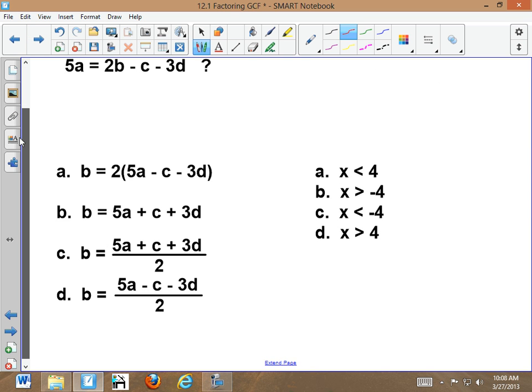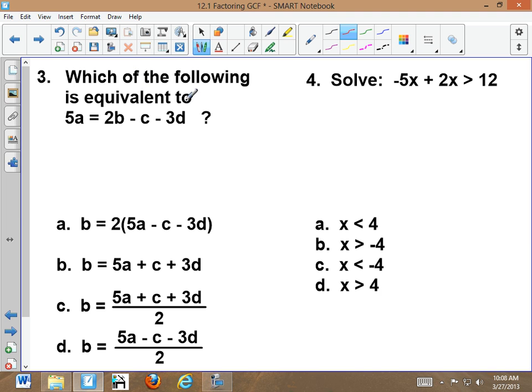Okay, number 3. I can tell which of the following is equivalent to. I can tell they want me to isolate the b because if I look at every single answer, the b is isolated. In order to isolate the b, I'm going to have to add c and 3d and then divide by 2. The only one that does that is c. Negative 3x is greater than 12. X is less than negative 4. C.